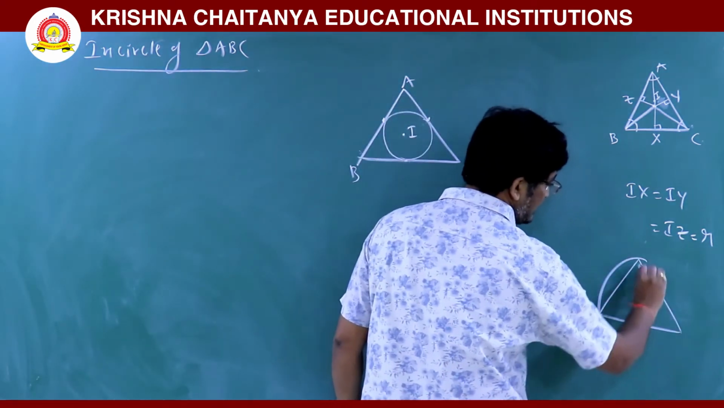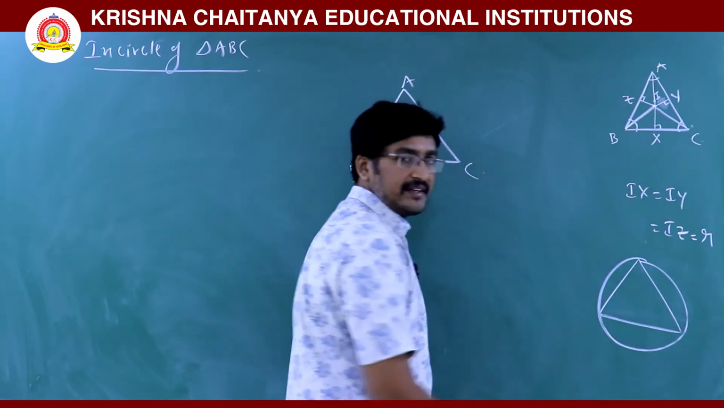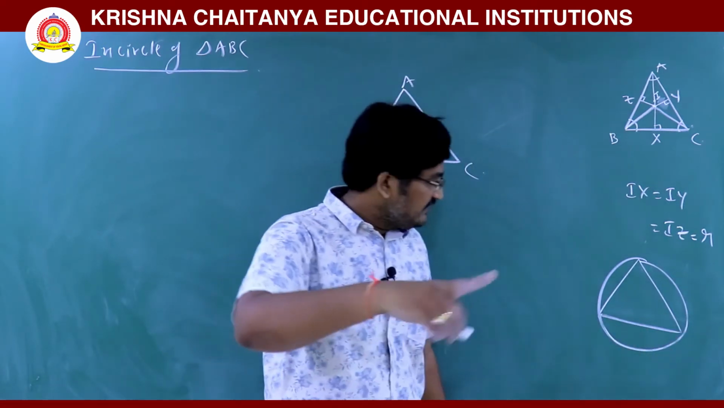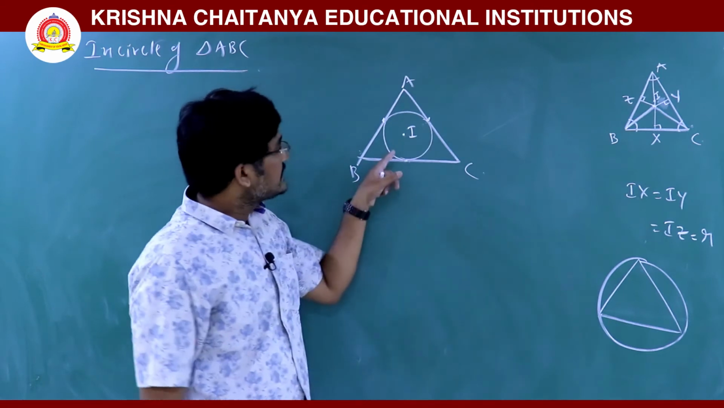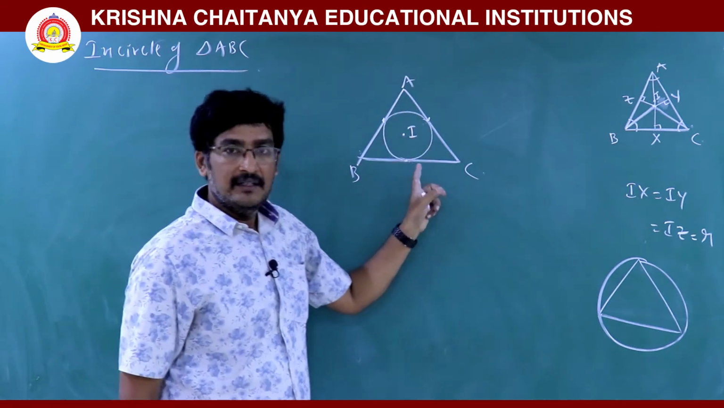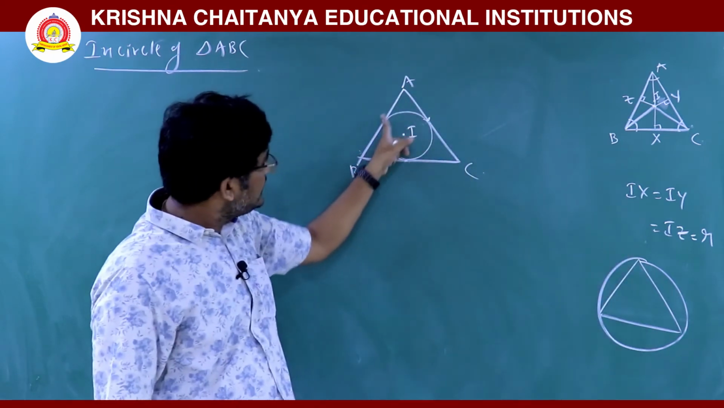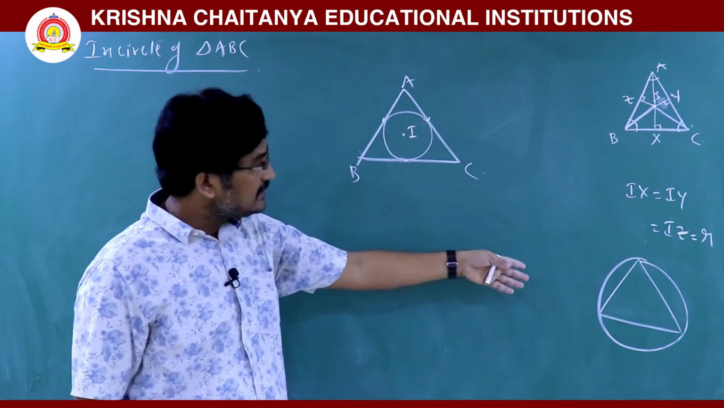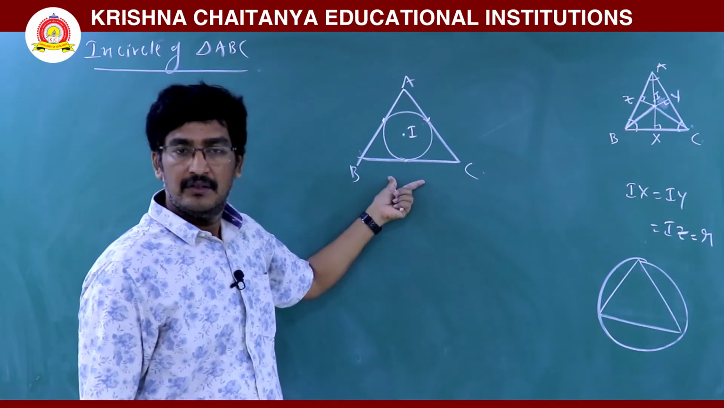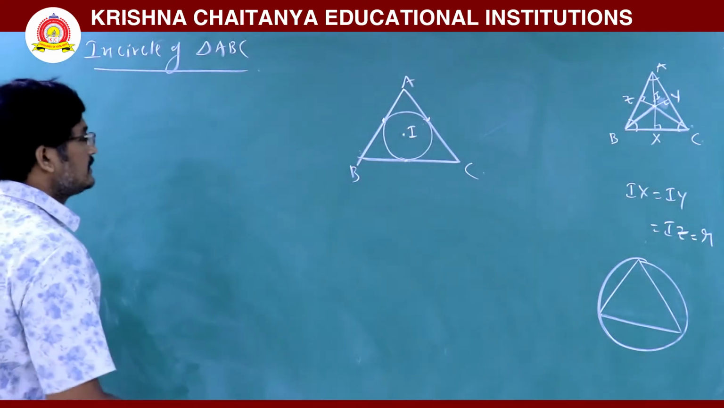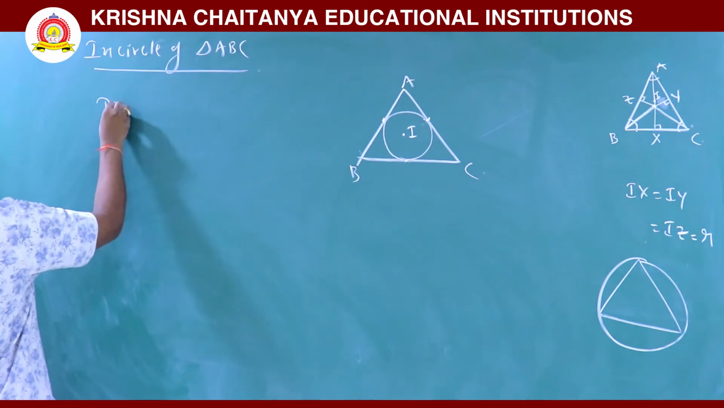This is the circumcircle of triangle ABC. That one passes through the three vertices of a triangle. Here, the circle touches all three sides of the triangle. The circle passes through three vertices of a triangle here. That is the circumcircle. This is the incircle. Remember. Definition, I am writing here.